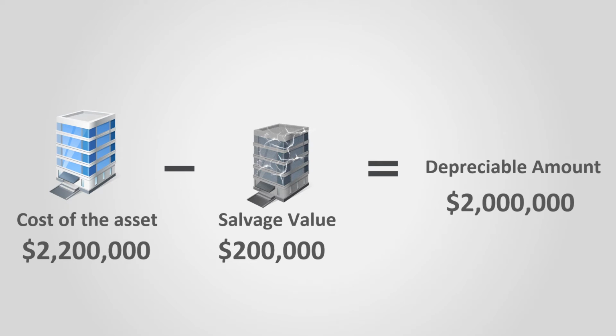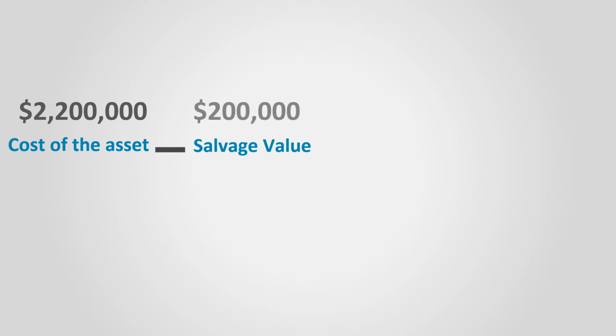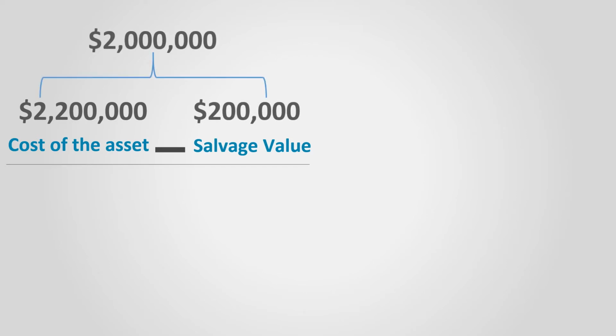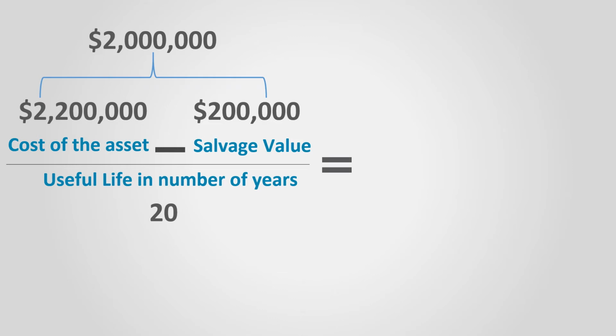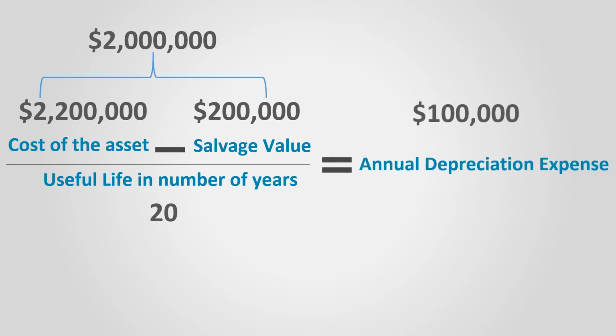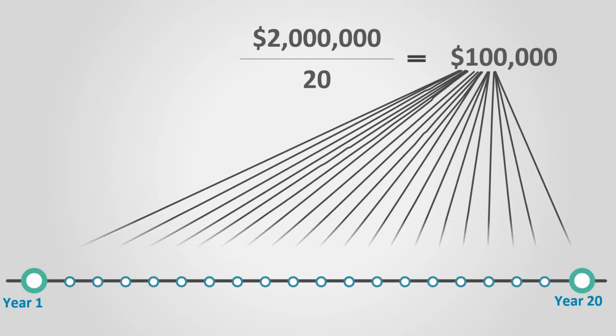Now, how are we going to distribute the $2 million over 20 years? Since we are using the house the same way over its life, it's rational to distribute the expense of using it evenly. This means that an equal amount of the depreciable amount is allocated to each year. Now let's put that in a formula. We got the cost of the asset, then we subtract the salvage value to get the depreciable amount. Then we divide it by the useful life to get the annual depreciation expense of $100,000 per year. $100,000 is allocated to each year.